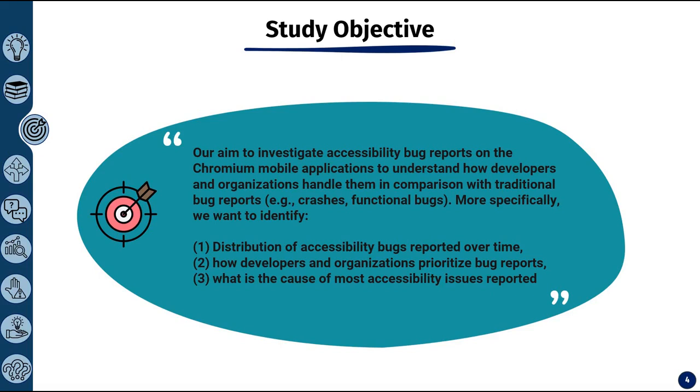In our study, we aim to investigate accessibility bug reports on the Chromium mobile application to understand how developers and organizations handle them in comparison with traditional bug reports such as crashes or functional bug reports. More specifically, we look into three categories. First, the distribution of accessibility bug reports over time. Second, how developers and organizations prioritize these bug reports. Third, the root cause of most accessibility bug report issues.